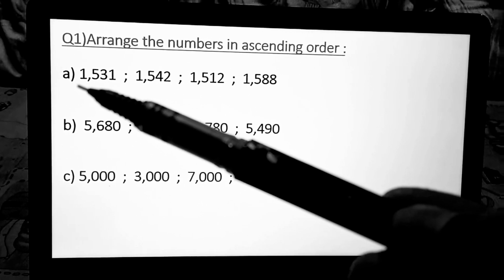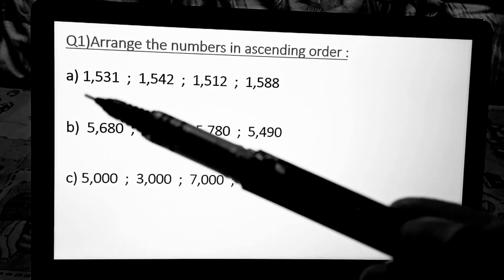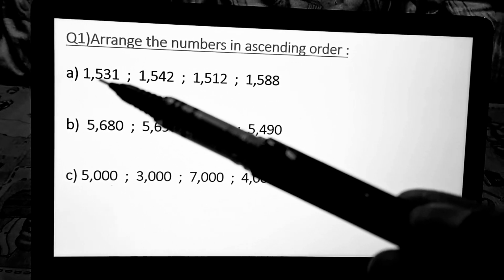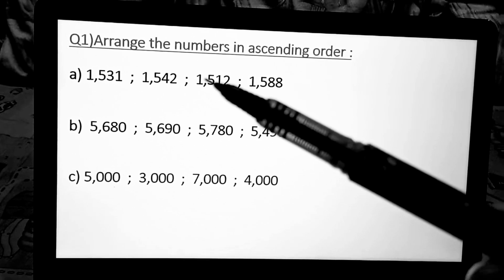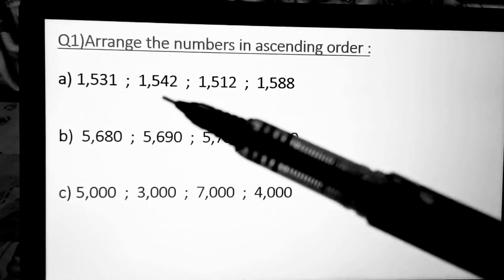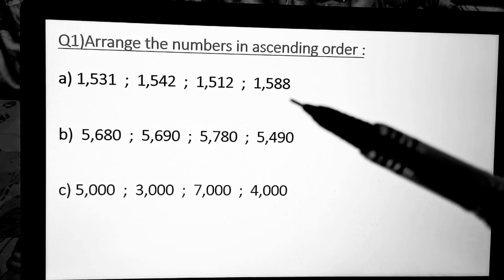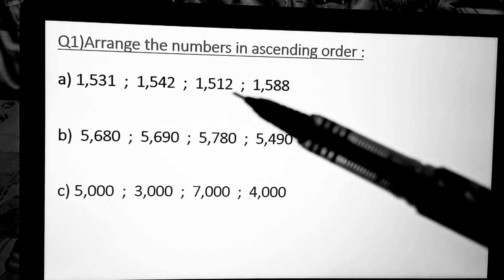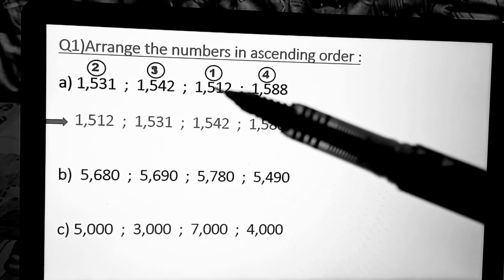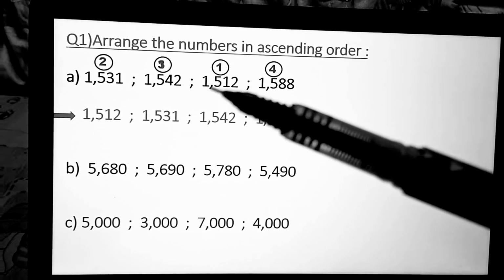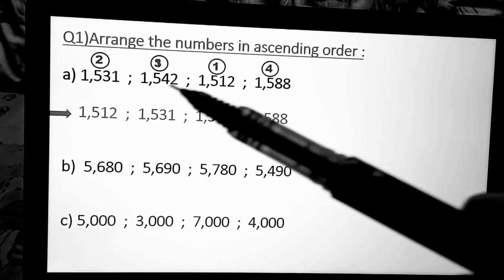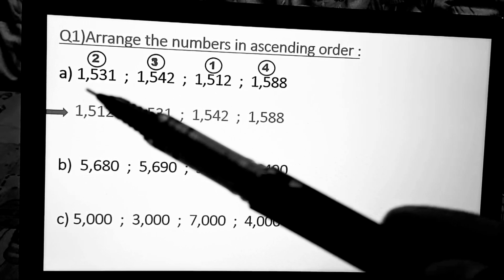So we compare the extreme left digit 1, 1, 1, 1. Same na? Now compare the next digit 5, 5, 5, 5. Again same. Now you compare with the third digit 3, 4, 1 and 8. Now tell me which is smallest? Yes, this one. So 1512 is the smallest one. So we put here number 1 so that we can write it at first. Okay, look. Now among these 3, we have to get the second number. So which is the smallest?